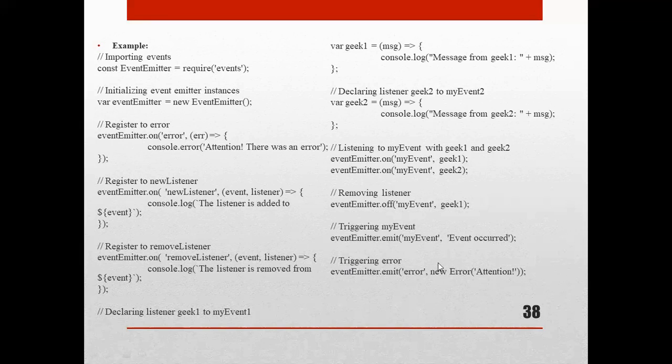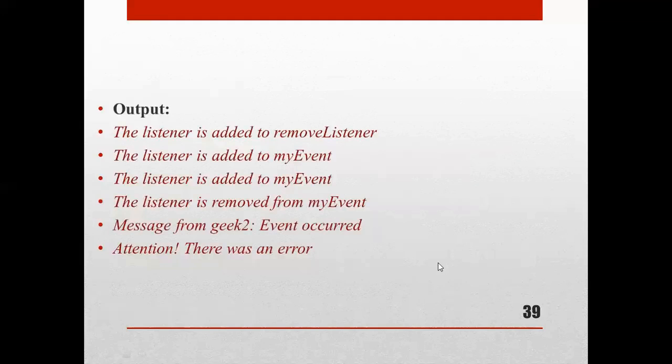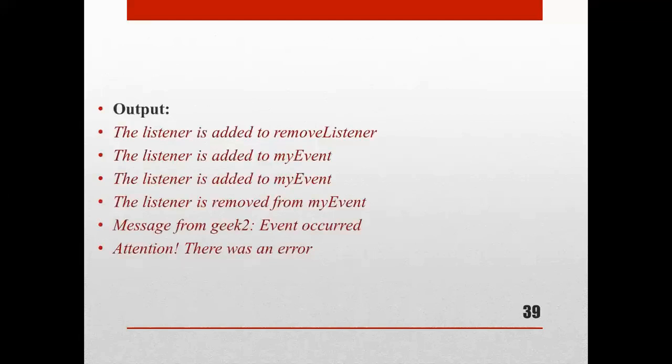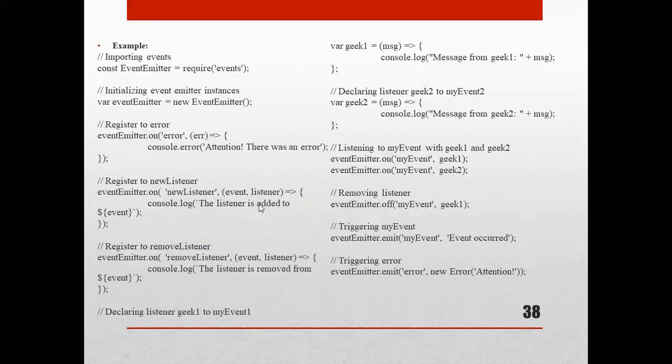After executing this, what will be produced as output here? First it will print the listener is added to remove listener. Here the listener is added to remove the listener. Then it will print the listener is added to my event. Here the listener is added to my event.